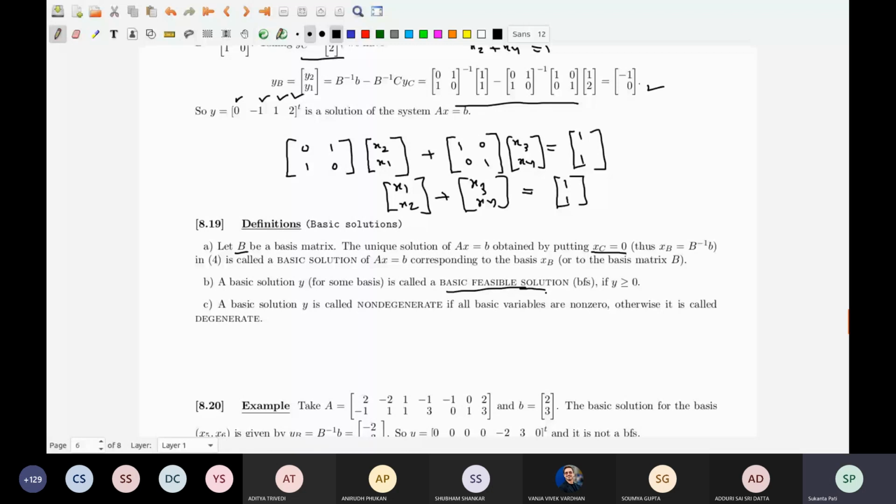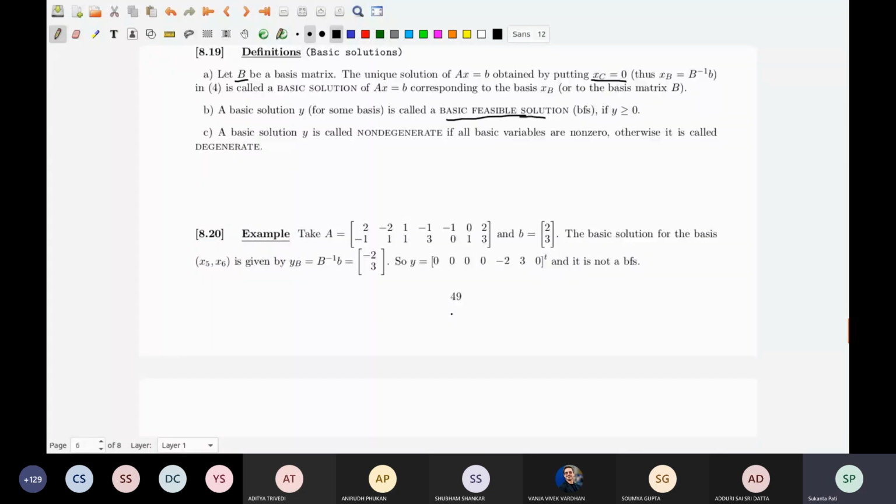If you have a basic feasible solution, but some basic variables are having zeros as values, then you call it a degenerate solution. Otherwise, if all the basic variables are non-zero, if all of them are positive, then you call it a non-degenerate solution. For example, you take this.